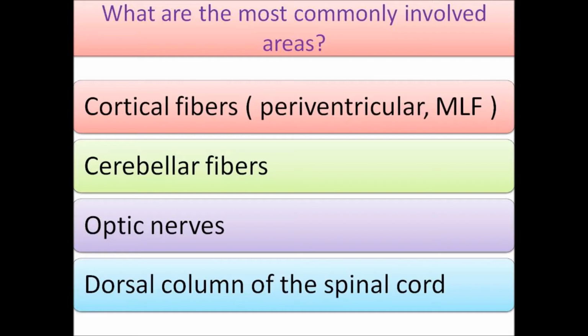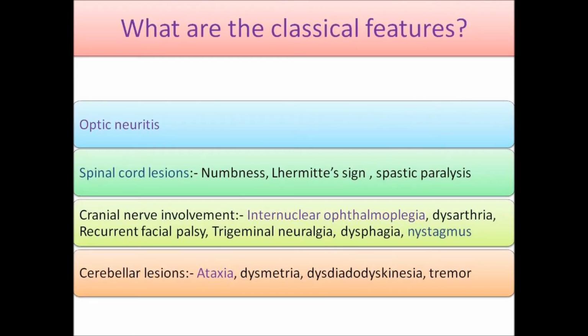And this leads us to the next question. What are the classical features? We said it affects the optic nerves, and this presents as optic neuritis. Multiple sclerosis is the most common cause of optic neuritis. The patient will present with pain, unilateral eye pain, with blurring of central vision. Second, we said it affects the spinal cord, and this presents as transverse myelitis.